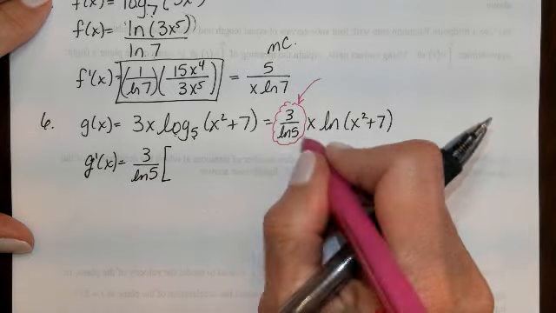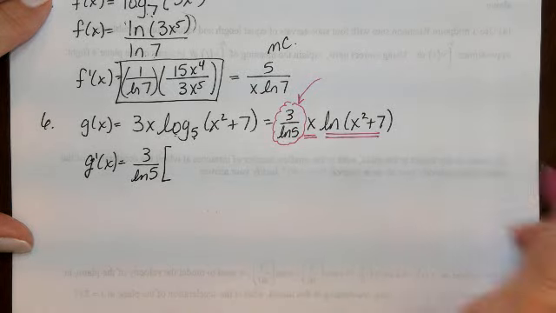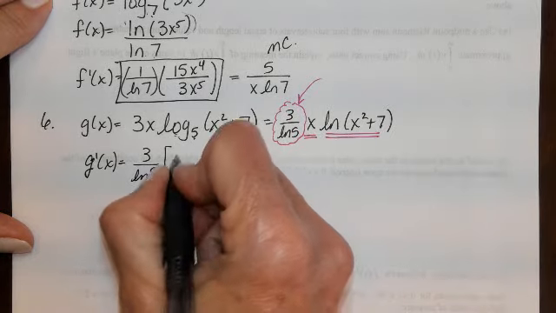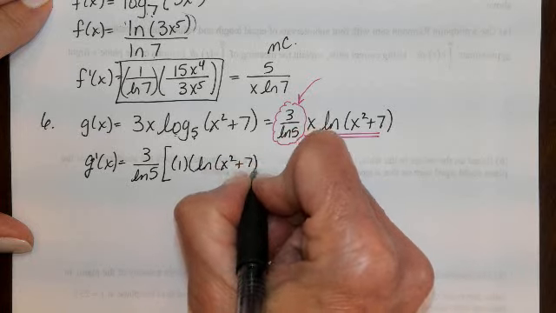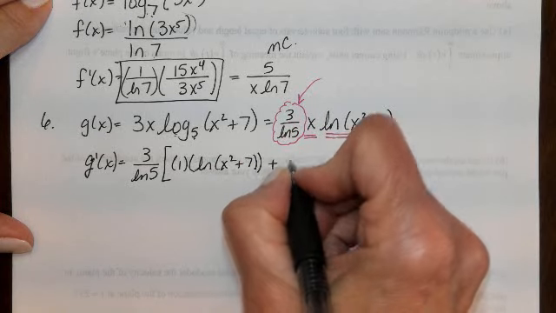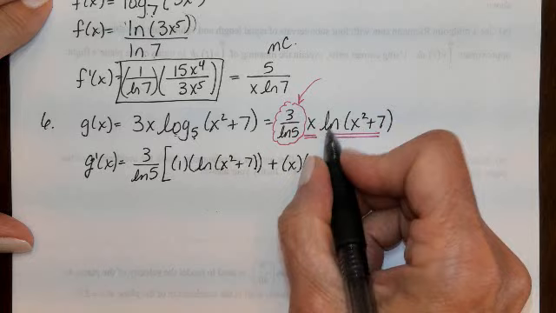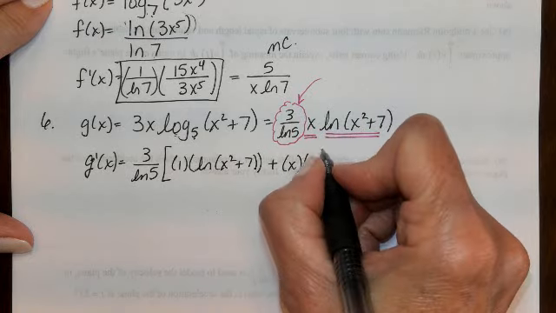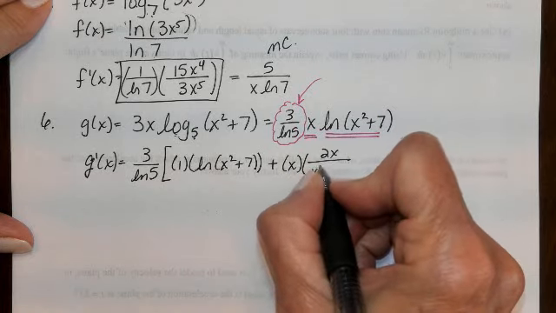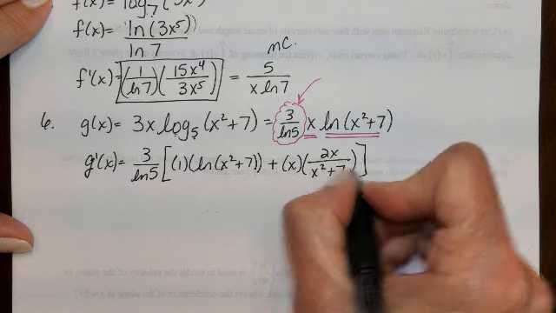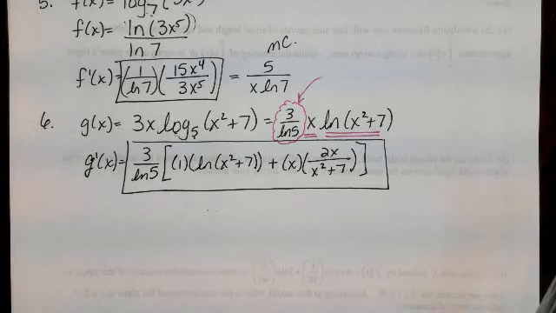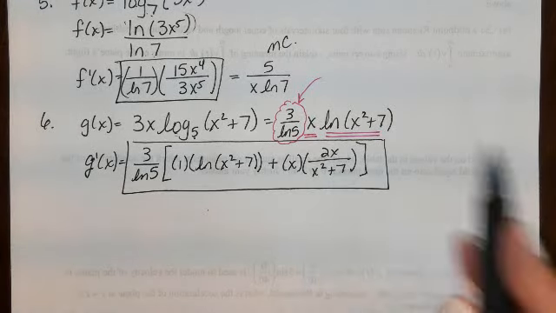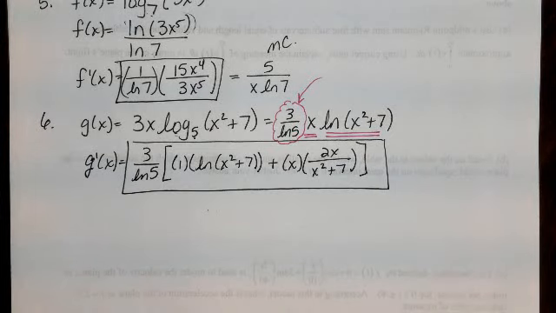So for the derivative of this, I need the product rule, right? Product rule. So 1 times ln x squared plus 7 plus x times the derivative of this, which is 2x over x squared plus 7. And they would clean that up slightly, but not too much. They would pull that maybe 2x squared up there. That's all they would do. Okay.